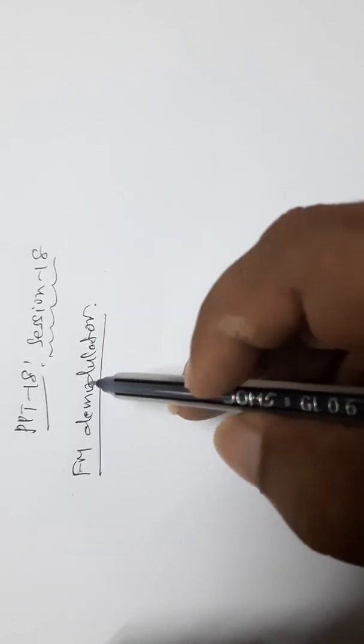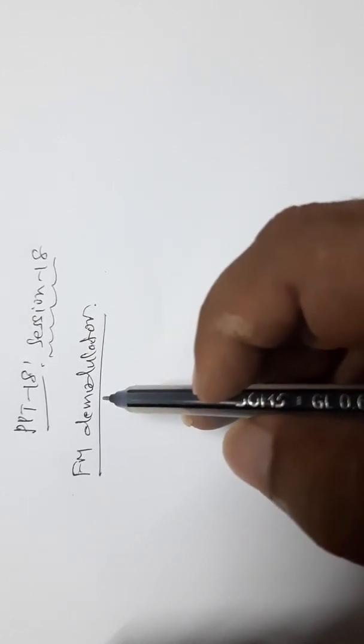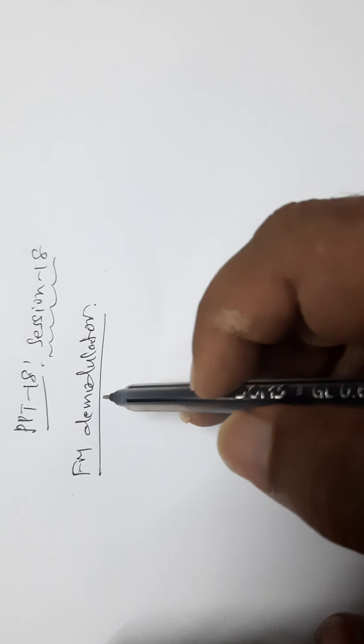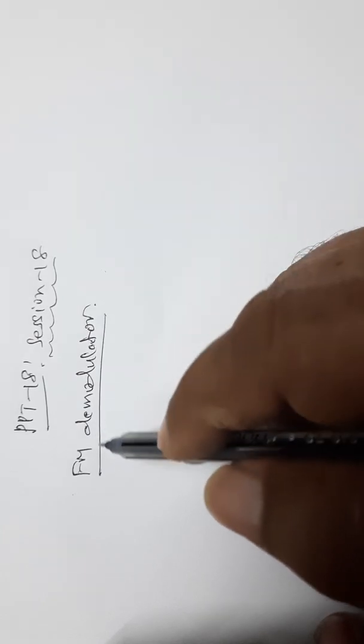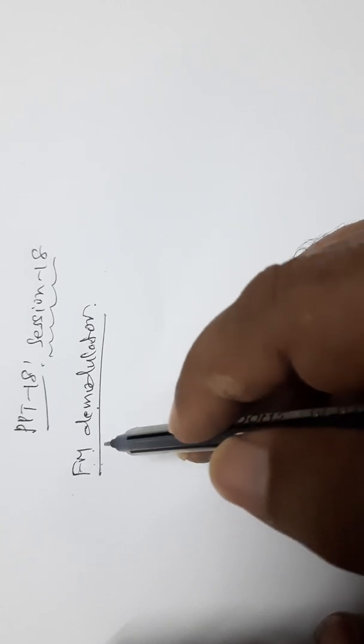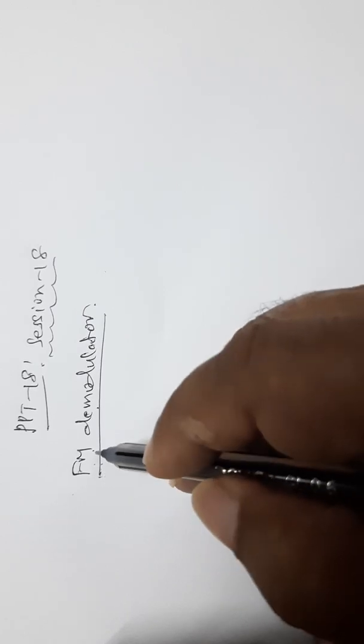So demodulation is the process of separation of the low frequency message signal from the high frequency signal. FM demodulator means from the frequency modulated wave you will get the message signal. This message signal variation is according to the variation of frequency in the FM wave.